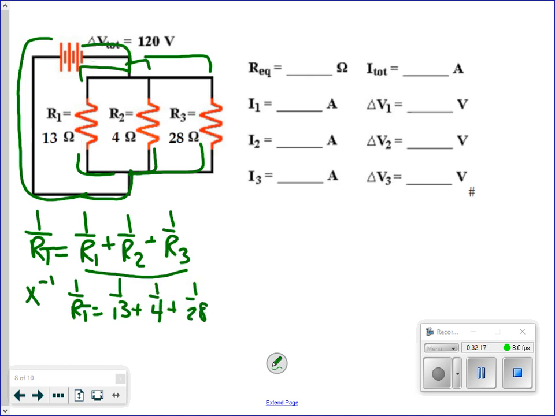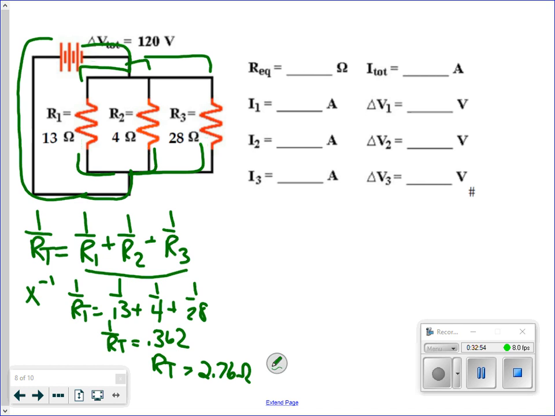And unless you are a math genius or Mr. Hartz or Mr. Hearn or Mr. Chagreau, I don't think you can do all those fractions just easily in your head. I don't know if they can either, but I sure can't. So I'm going to use my calculator. I'm going to put my fractions in parentheses. So I'm doing 1 divided by 13 plus 1 divided by 4 plus 1 divided by 28. And when I do that math, here's what my calculator tells me: 0.362. Now that's not resistance. That is 1 over the resistance. I have to do x to the -1, and I get RT equals 2.76 ohms.